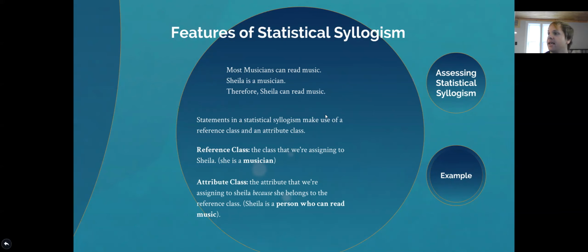So in that second premise, that Sheila is a musician, what we're doing is we're introducing Sheila into a reference class. We're assigning to her the class of being a musician. And in turn, to perform the function of inferring from those two premises that she can read music, we're using that reference class as a way of attributing to her an attribute class. It's the class she belongs to because she belongs to the reference class. So in this argument then, musician is a reference class. Being a person who can read music is the attribute class.